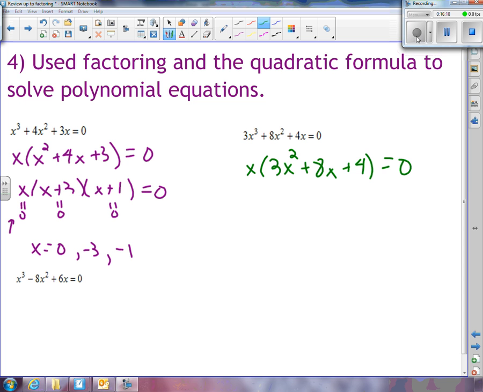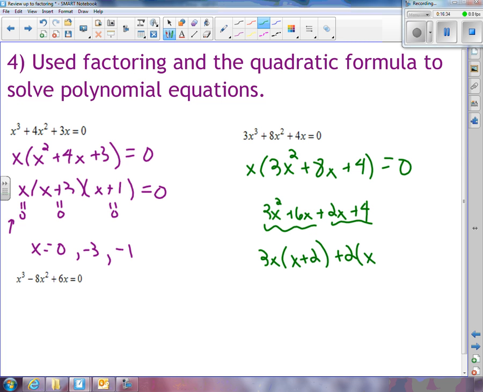So you should try to rewrite this to be 3x squared plus 6x plus 2x plus 4. Now, what can come out of those two? What's in common is 3x. What's left is x plus 2. What can come out of these two is 2, times x plus 2. So our factors are 3x plus 2 and x plus 2. Don't forget this x.